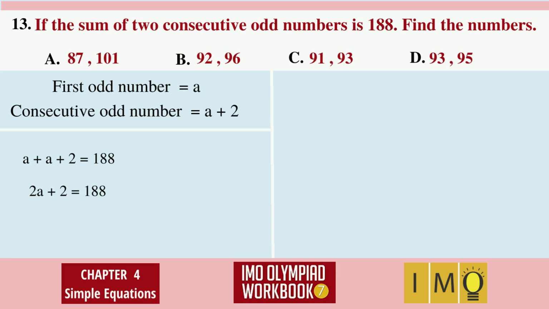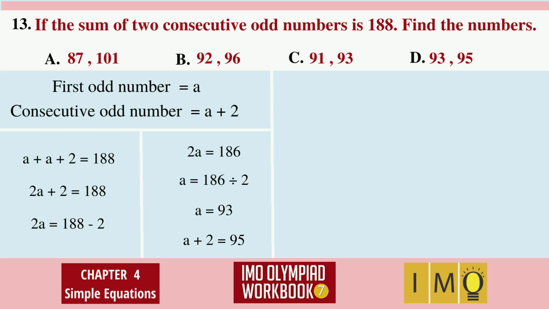2a plus 2 is equal to 188. 2a is equal to 188 minus 2, which is 186. So a is equal to 186 divided by 2. So a is equal to 93. And the other odd number, a plus 2, is 95. So the right option is option D.